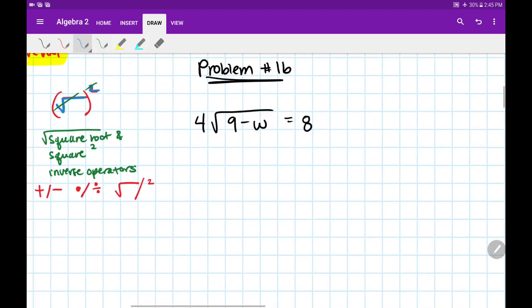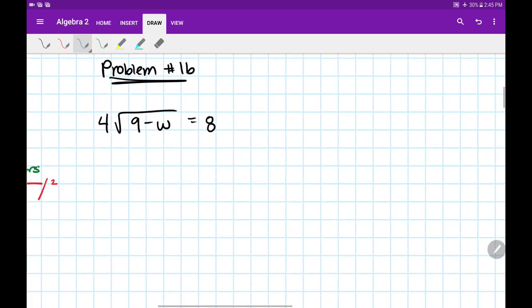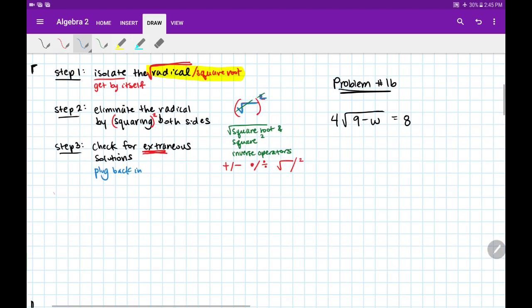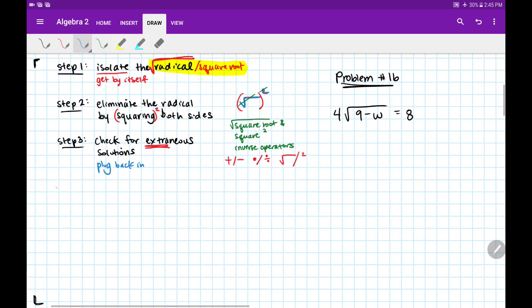Okay, let's start. Problem number 1b. So our first step is to isolate the radical. Well, right now, this is the radical. I'm highlighting it. It's the square root and all the stuff inside of it. Currently, it's being multiplied by this 4 out in front, so it's not by itself. So to get it all alone, I'm going to divide both sides by 4.